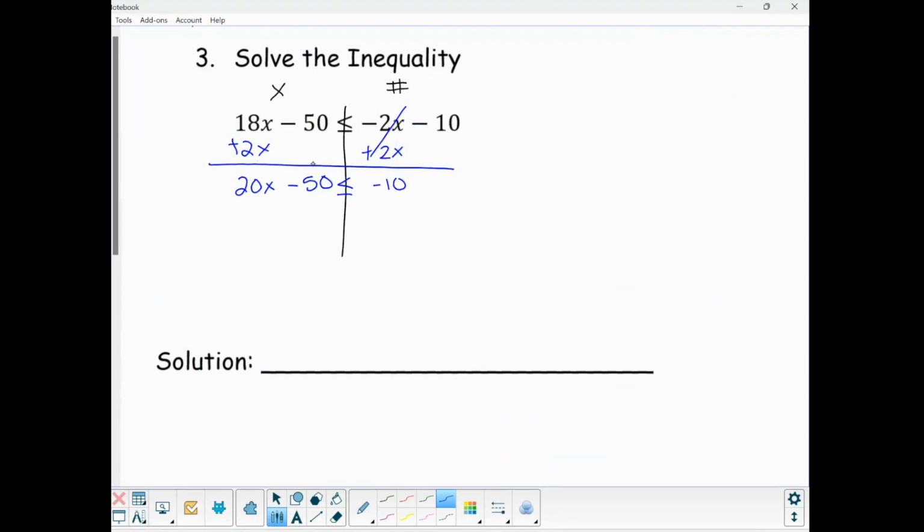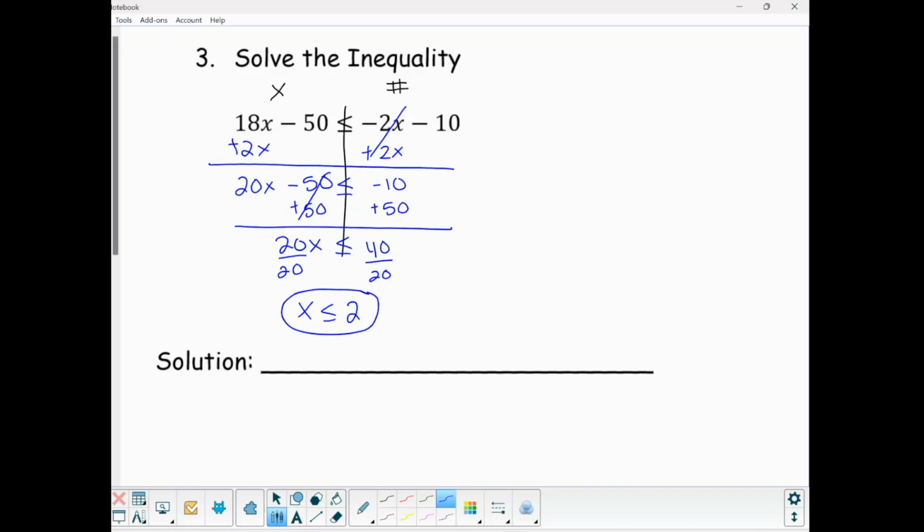All right, now let's move this negative 50 over to the other side because I want these x's by themselves. So I'm going to do plus 50, plus 50. Our 50s are gone. We're left with 20x is less than or equal to 40. Divide by 20, divide by 20. Because we're not dividing by a negative, it stays the same. So x is less than or equal to 2. And that's it. That's your solution.